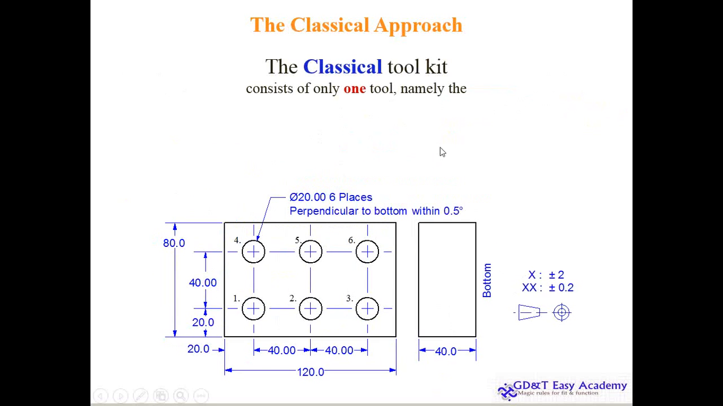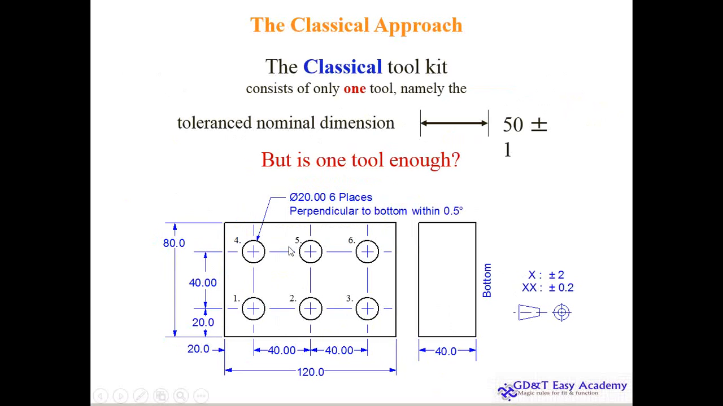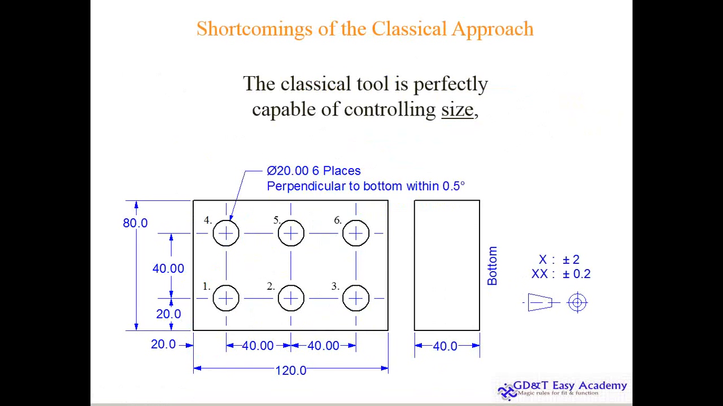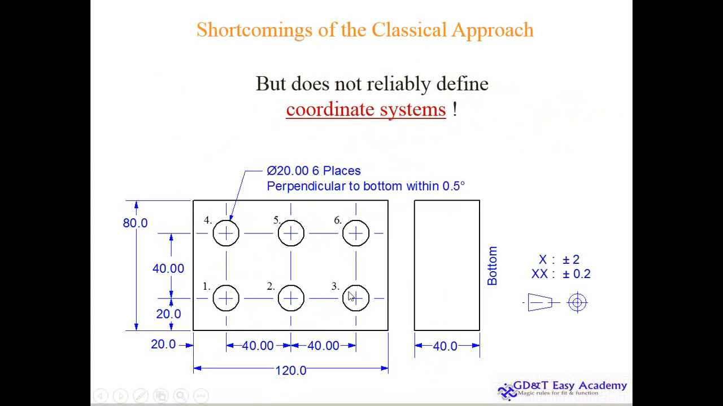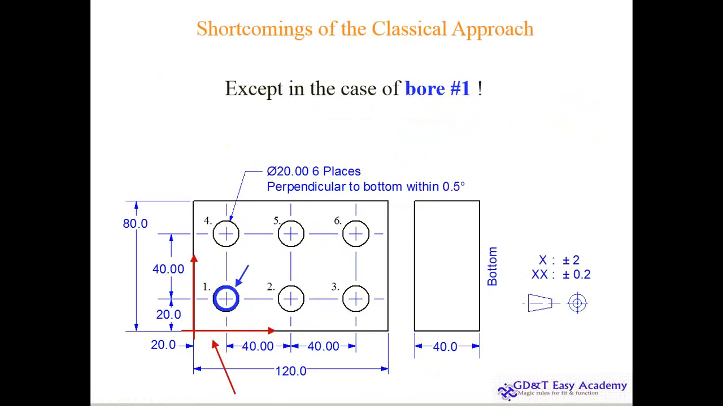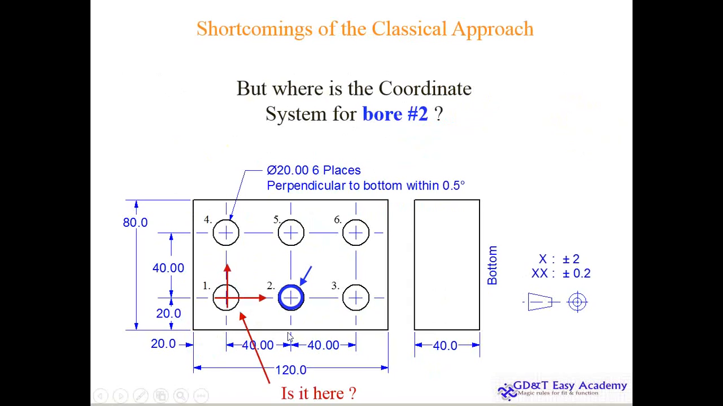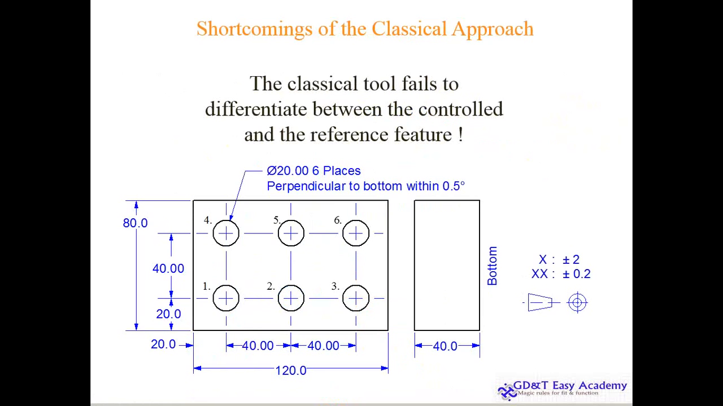If we see this particular drawing, we have only one tool, that is tolerance. The 50 plus minus 1, or 20, 80, whatever. But one tool is enough? How can we prove that it is not enough? What about this 20 diameter? Look at the 6 different holes, and what is the coordinate system? For this bore, can I assume that this is my coordinate system? Can I assume that the coordinate system is here? Can it be here, or where? Nobody knows, but the reality is that this is not addressed by this particular method.